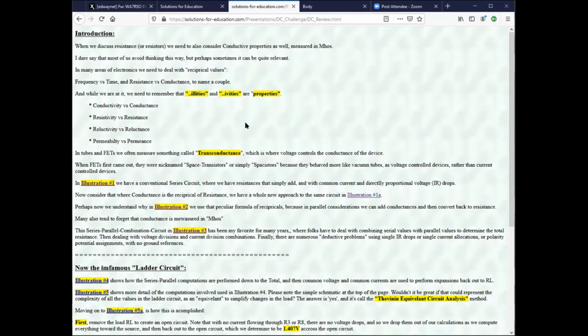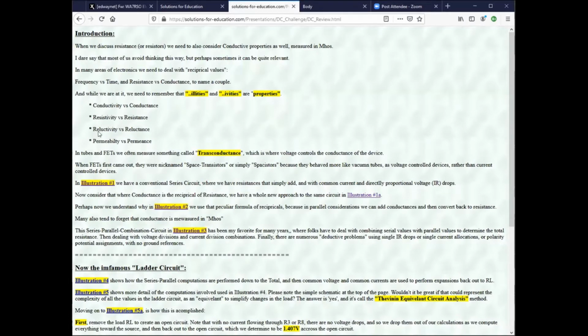Now, I might remind everyone that, first of all, we used to have an expression because when we were teaching a lot of this, we'd say, okay, anything that's an illity or an ivity is a property. And you say, where are you going with this? Well, like conductivity versus conductance. Conductivity is a property. Conductance is a measurable value. Well, then resistivity is a property and resistance is the value.